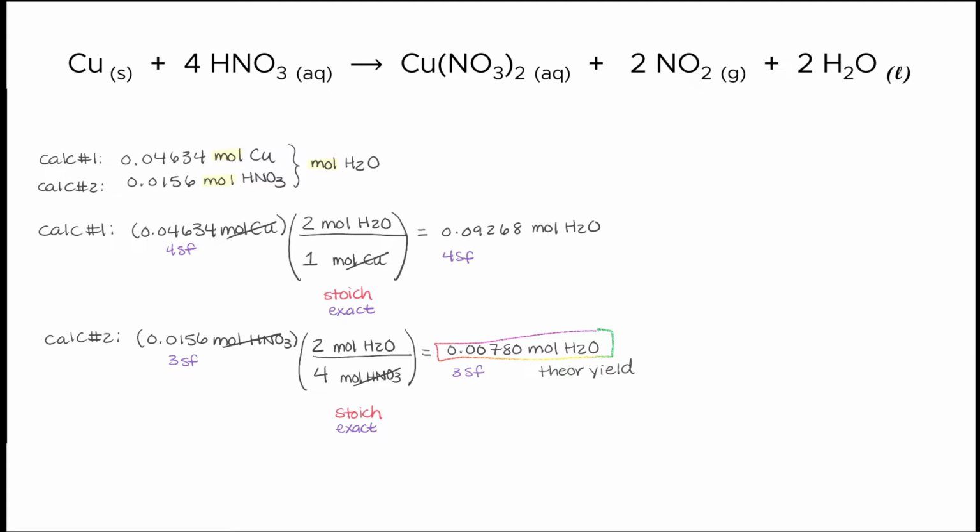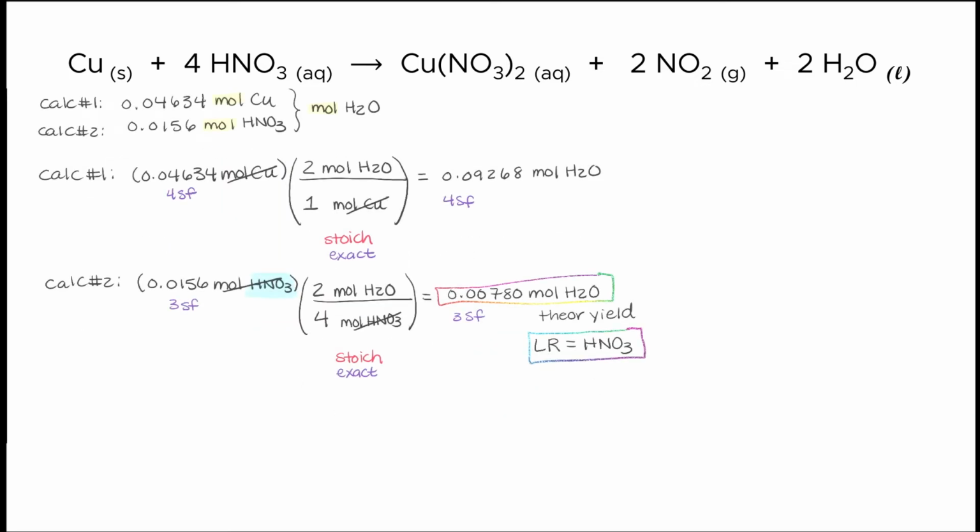So to answer the question, which reactant is the limiting reactant, we take our theoretical yield, we look backwards to see which reactant gave us that theoretical yield. And so it was nitric acid. So our limiting reactant, which again has to be a reactant, is nitric acid.